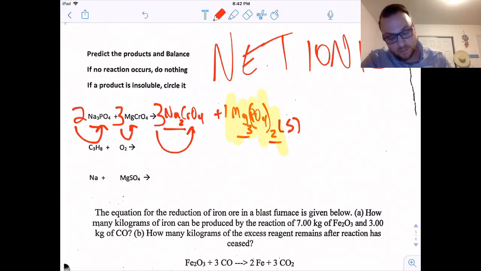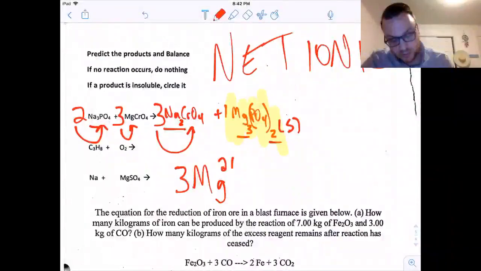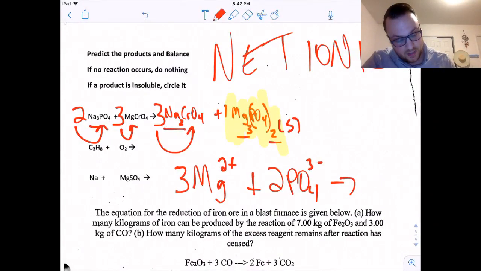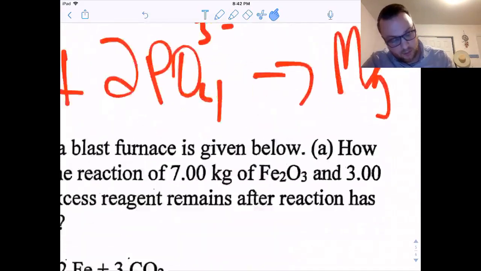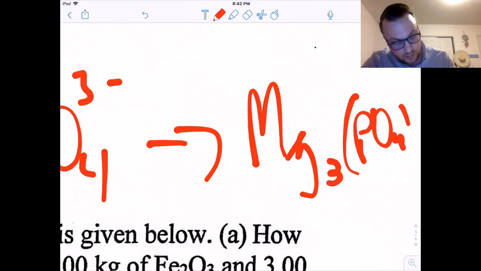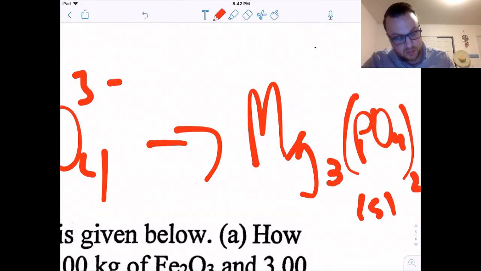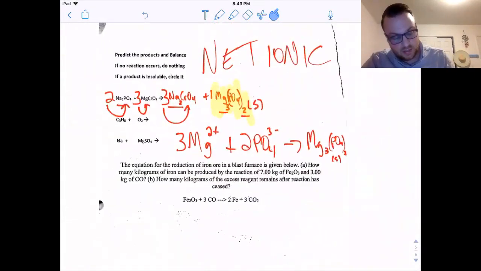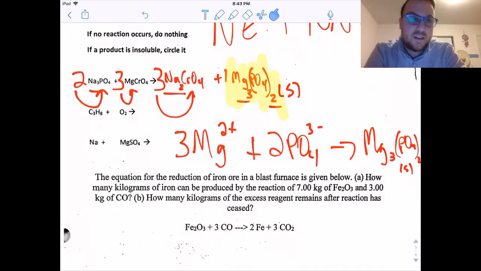So, balanced half reaction, net ionic equation. We got 3 Mg's, put its charge because it's an ion. We have 2 PO4s, put its charge because it's an ion. Makes Mg 3 PO4 2 solid. And that is your net ionic equation.